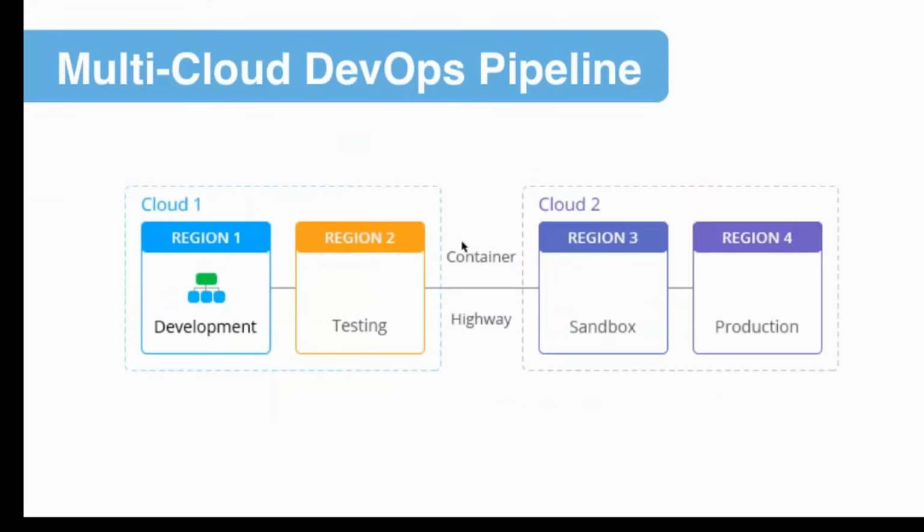One more use case, like a multi-cloud DevOps pipeline. I mentioned it earlier. So you can have development and test environments at one cloud provider and pre-production and production at another cloud provider. And you can migrate, as you can see, a multi-container environment pretty easily.